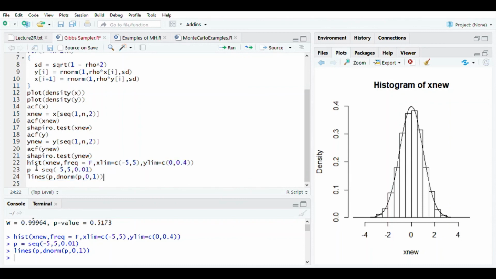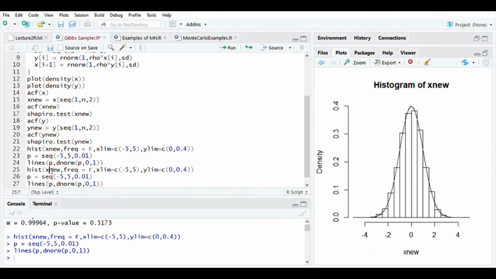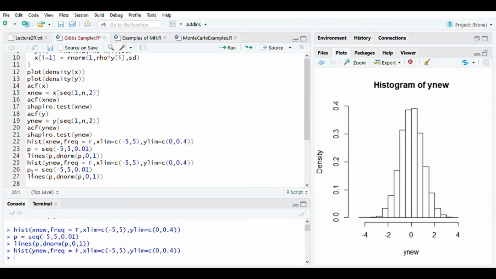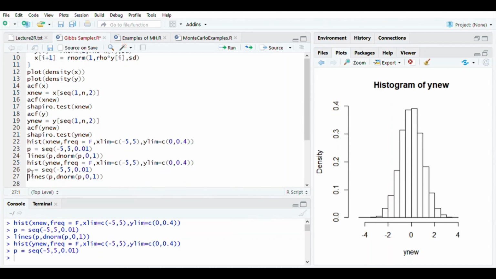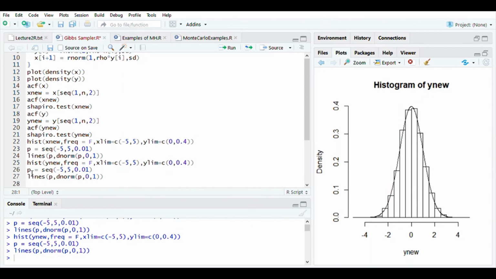What about the other? What we expect is that x should be a random sample from the standard normal. So is it applicable to y also? So let us check. So y, okay, this is the histogram of y, and again impose the normal curve. So yes, here it is.